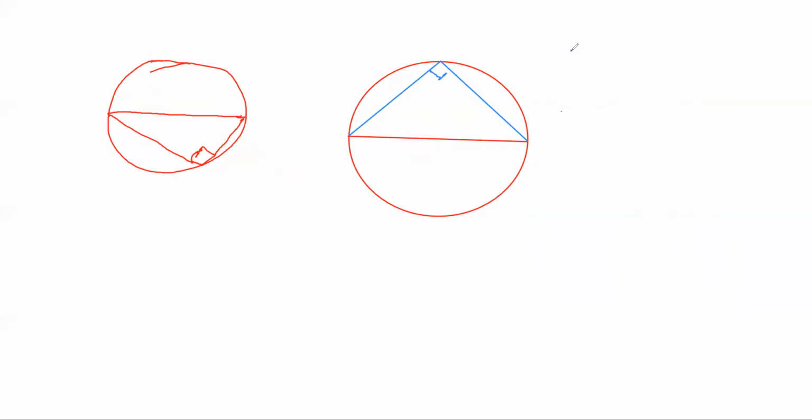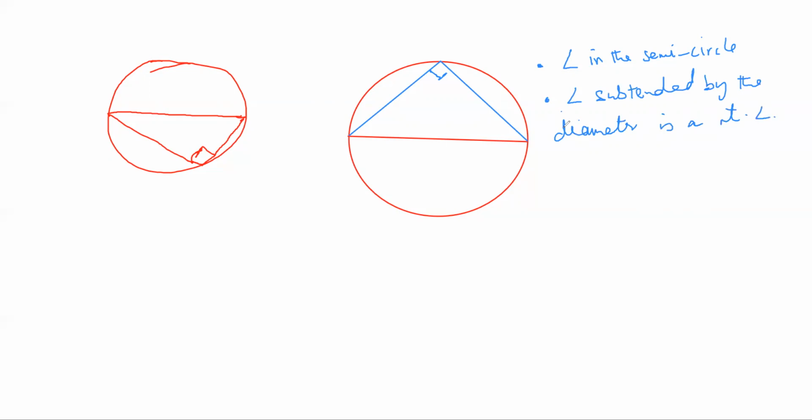Its shorter form is angle in the semicircle. Or this is also called the angle subtended by the diameter, where subtended means made by, is a right angle. So this is the first angle property. We are basically dealing with the angle properties of the circle.